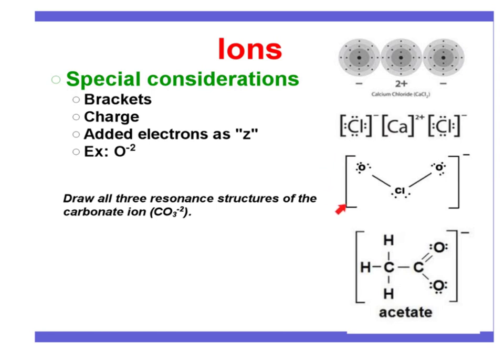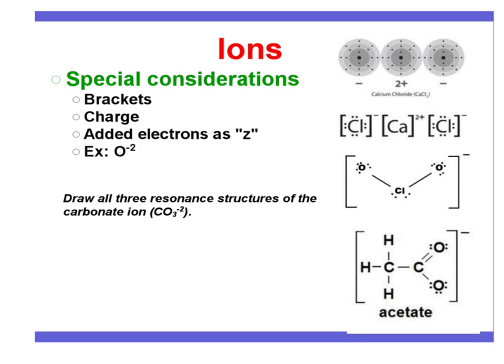So here's your bracket, here's your closing bracket, and then there's the charge of the overall ion on the outside. Same thing here with the acetate ion, C2H3O2 minus. Ta-da! There's your brackets and there's your charge. I've already showed you how to do regular Lewis structures using dots and X's to show ownership of electrons.